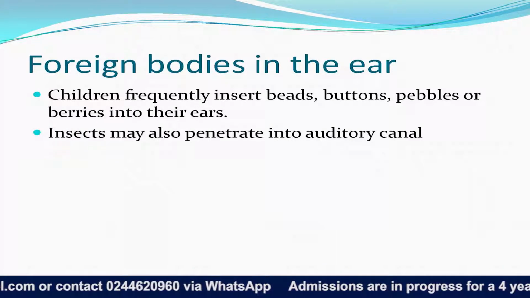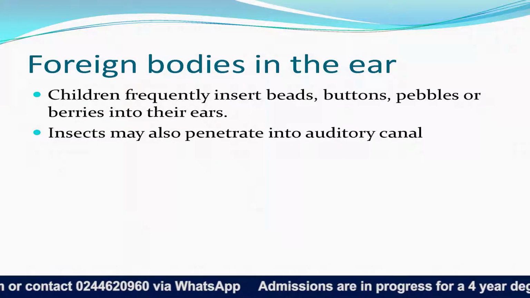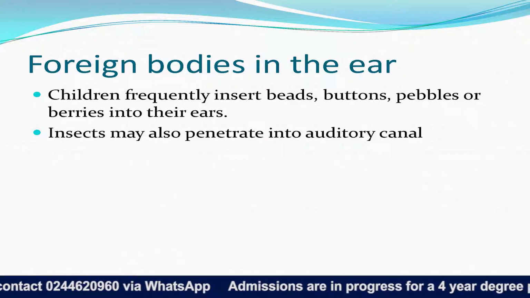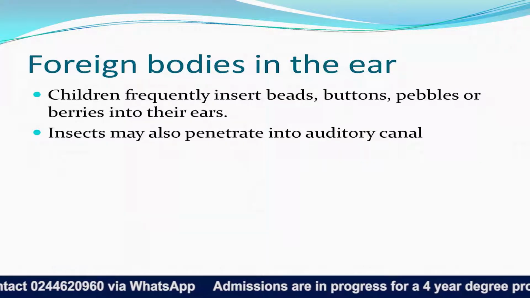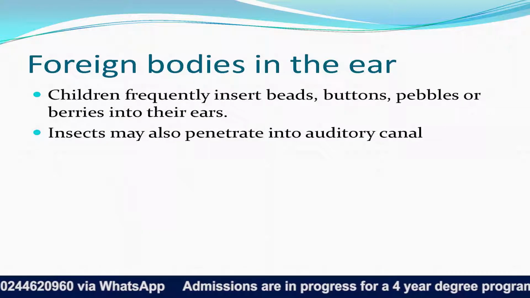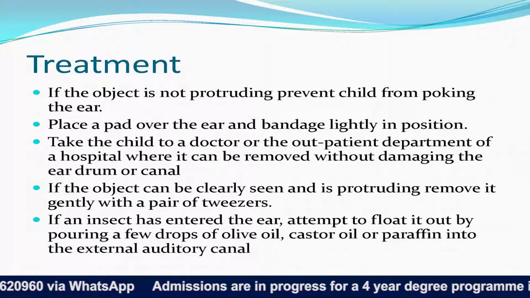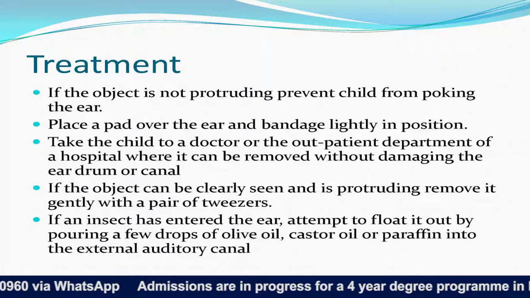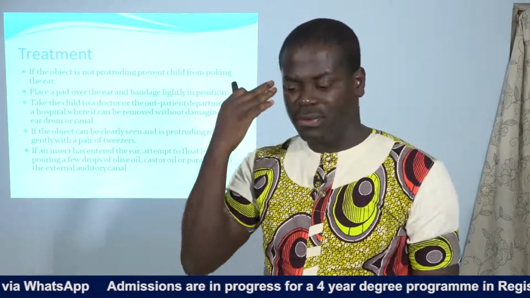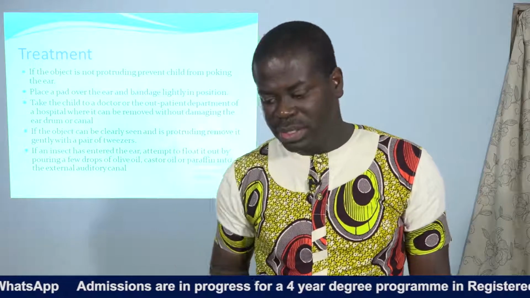Now, foreign body in the ear. Children frequently insert beads, buttons, pebbles, or berries into the ear. Insects may also penetrate into the auditory canal. If the object is not protruding, prevent the child from poking the ear. So when something enters the child's ear, you prevent the child from poking. Poking is trying to remove the thing.